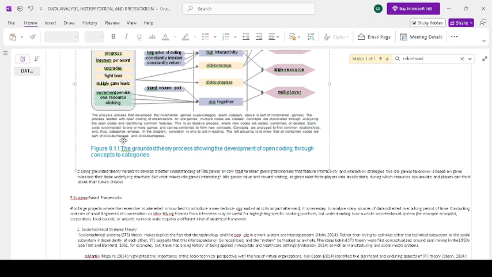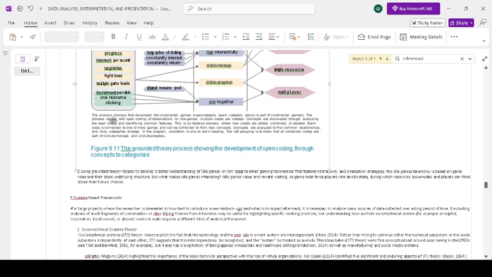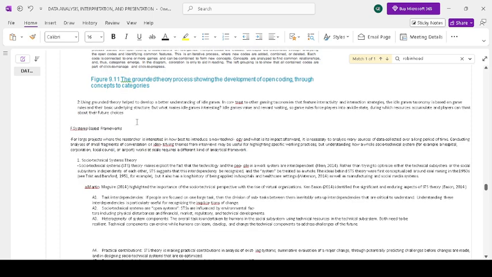In the diagram, coloration is only to aid in reading. The left grouping is to show that all contained codes are part of click to manage and click to progress. So these are the actual codes that we've discussed previously, the upgrade. So those are the words that we found important with regards to our study. Using grounded theory helped to develop a better understanding of idle games.